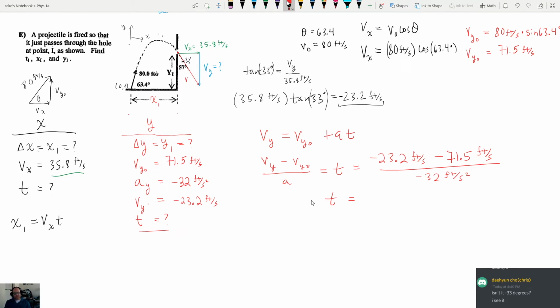So I get 2.96 seconds, as many people are putting. And then now that we know t, we can solve for anything else that we want to, right? So let's solve for y next. And we'll use this equation.